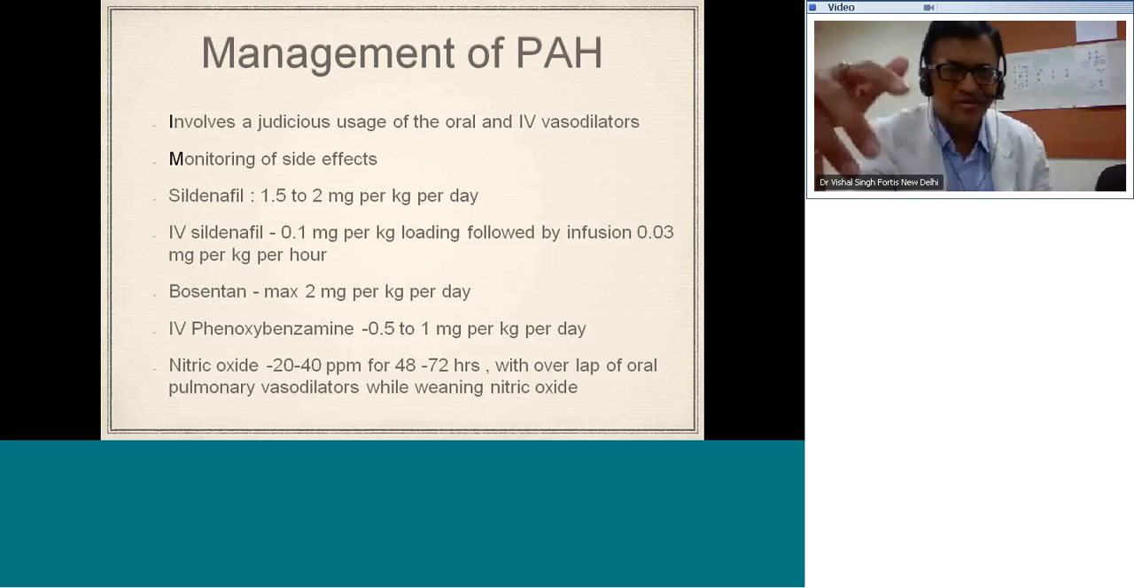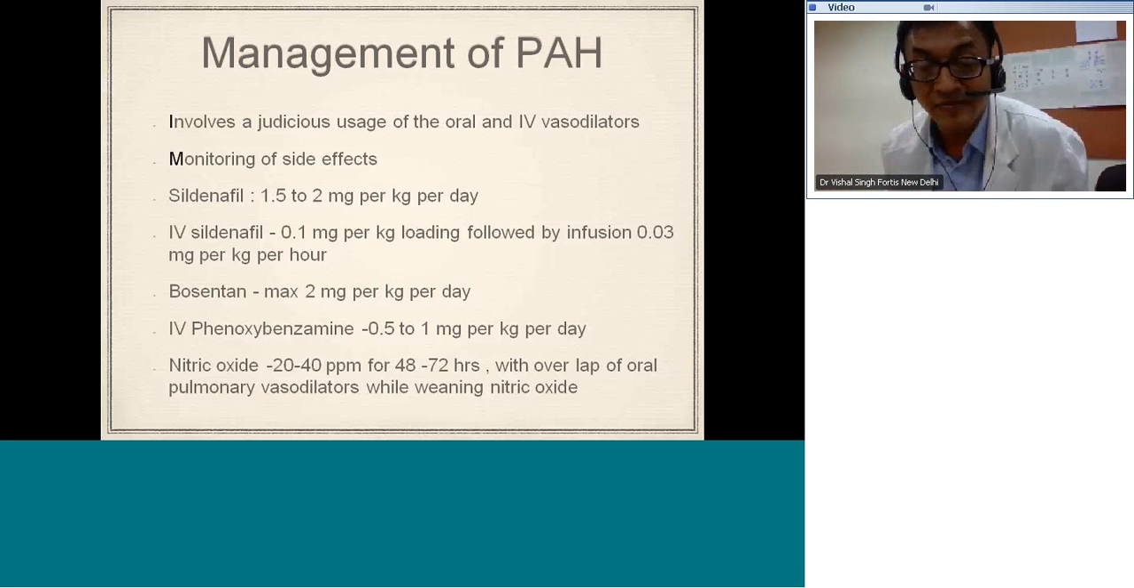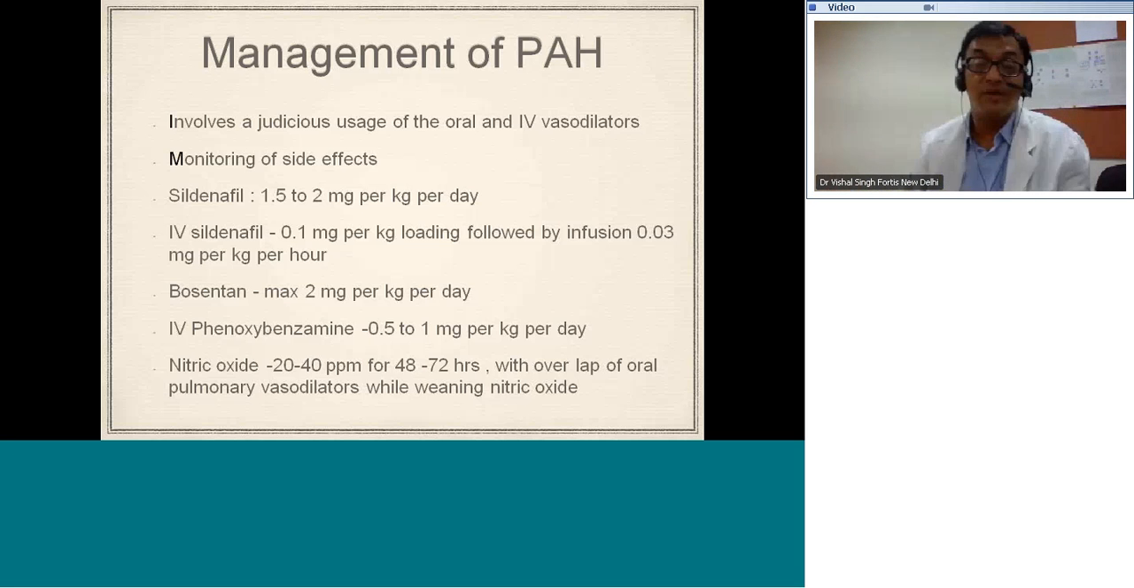The dosing of sildenafil is 1.5 to 2 milligram per kg per day, but when on sildenafil, always monitor for leukocytosis and leukopenia. If they are getting very leukopenic with neutropenia, you may have to stop it. If there's pulmonary hemorrhage, you have to stop it, especially if there is thrombocytopenia.